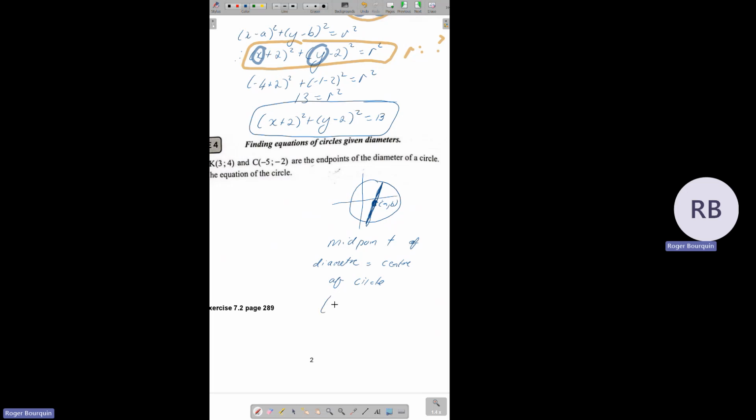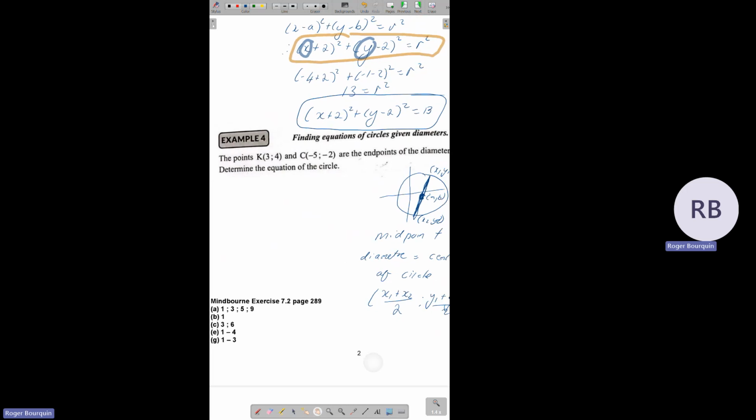And on your formula sheet, you're given the formula, if you have the two endpoints, so that's x1, y1, and that's x2, y2. Then to find a would be equal to x1 plus x2 over 2, the center of that line, and b would equal y1 plus y2 over 2, and that would give you your center a and b. So the center of a diameter is equal to the center of the circle. People often miss that. Be careful of that.